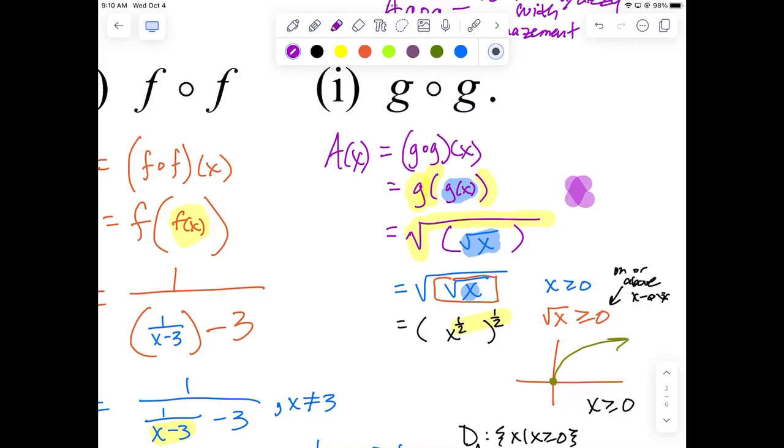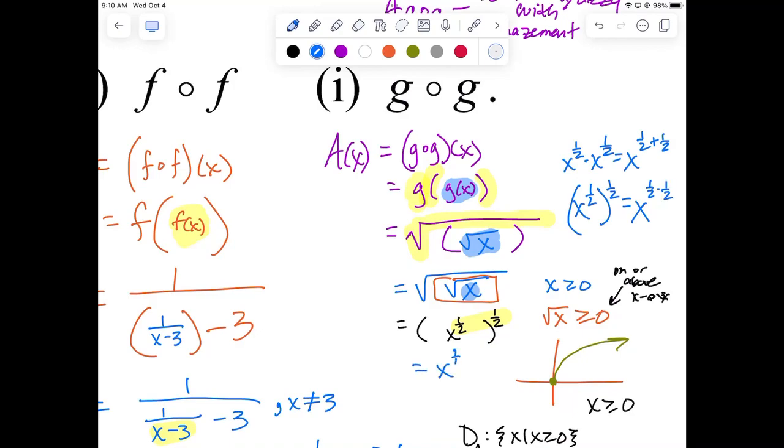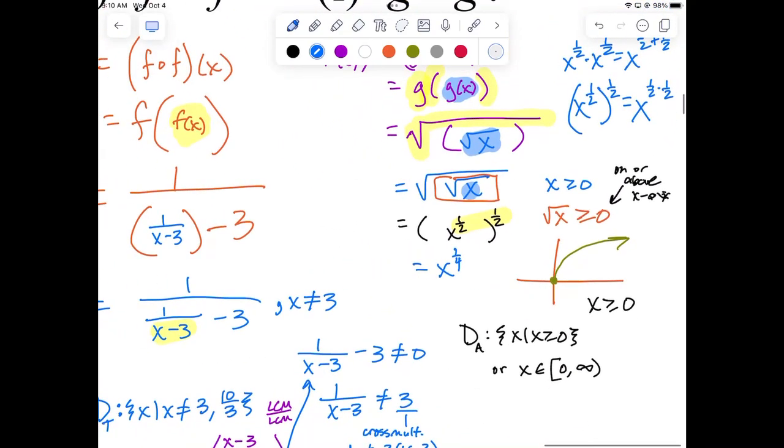When do you add them? If it were x to the 1/2 times x to the 1/2, that's x to the 1/2 plus 1/2. That's when you add. But when it's x to the 1/2 raised to the 1/2 power, it's x to the 1/2 times 1/2, which is x to the 1/4. And of course, if I put that back in radical format, that becomes the 4th root of x.